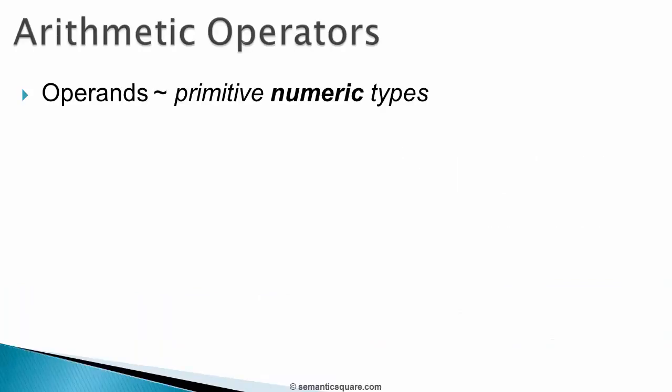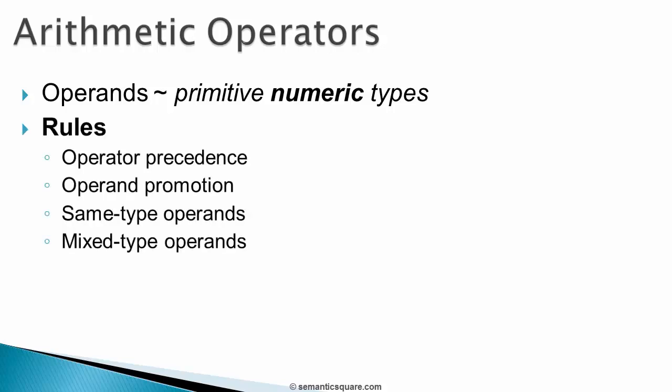We began with arithmetic operators, which are applicable only on primitive numeric types. That is, they apply to all primitives except Boolean. One exception was the plus operator, which can also be used for concatenating strings, which we will look at while discussing strings. We also looked at a few important rules that may come into play when using arithmetic operations.